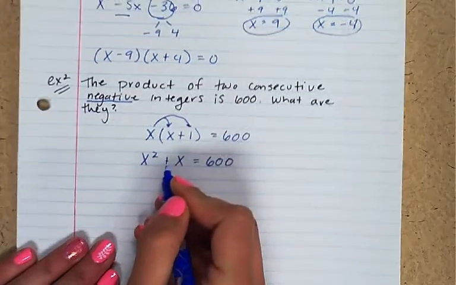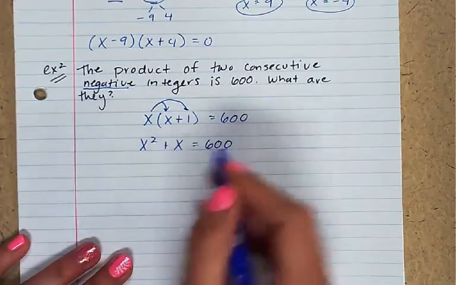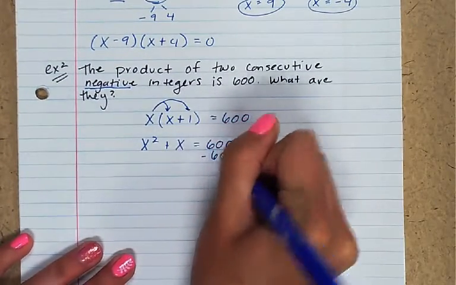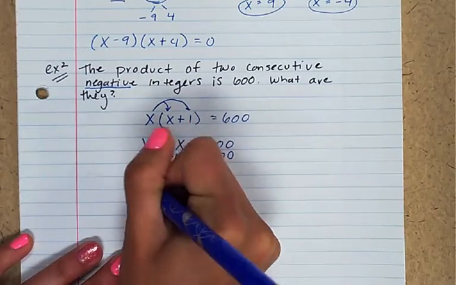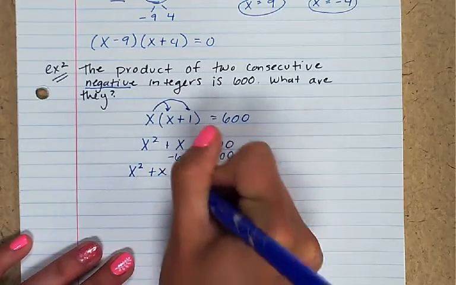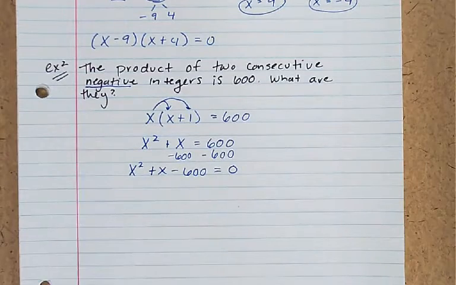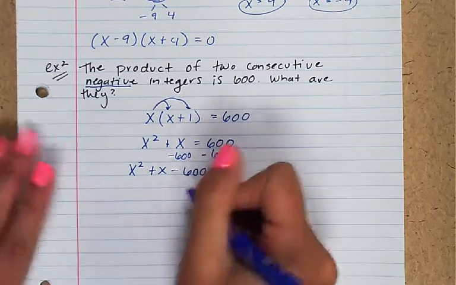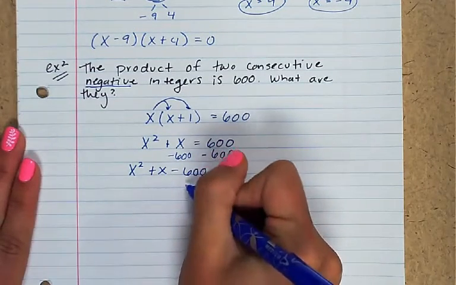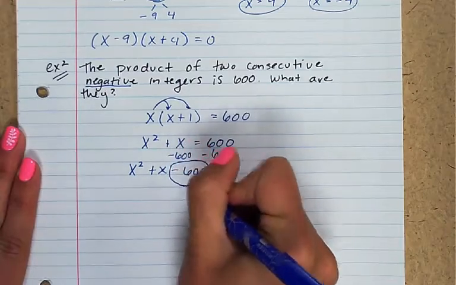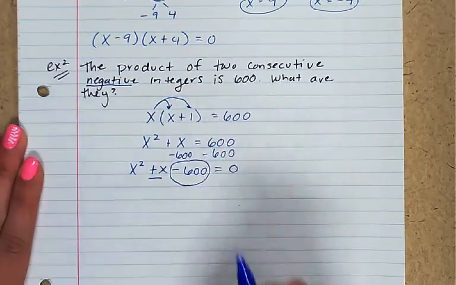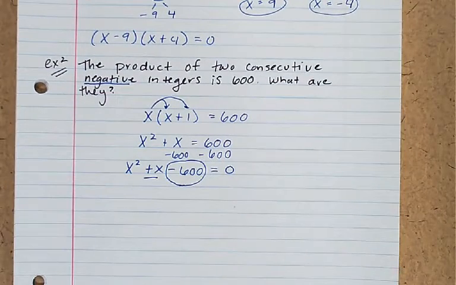We have an x squared and an x, so we have to factor to solve it. So we need to get everything on one side. It has to equal 0 for the zero product property to work. So x squared plus x minus 600 equals 0. So we have to decide what two numbers will multiply to make negative 600 and add to make 1, because they have to be one spot away from each other.